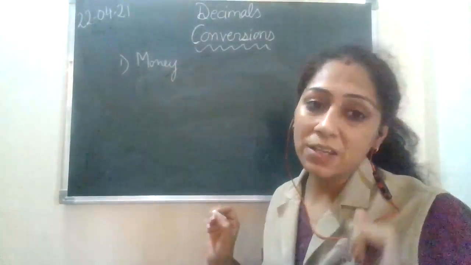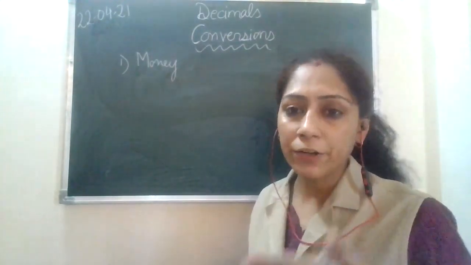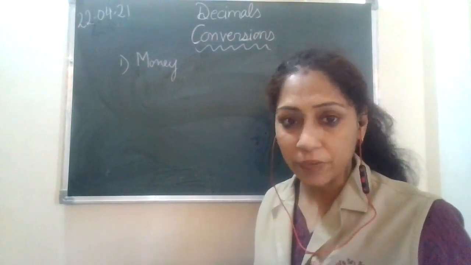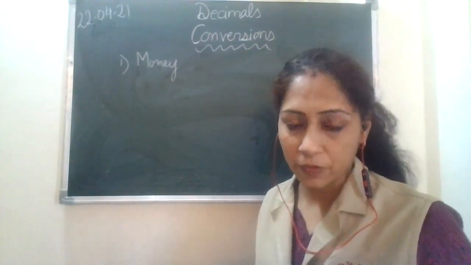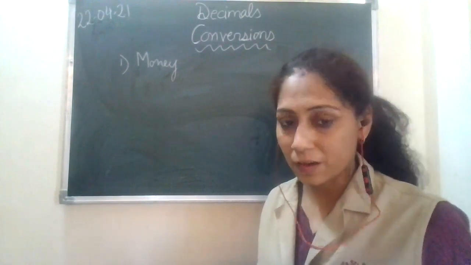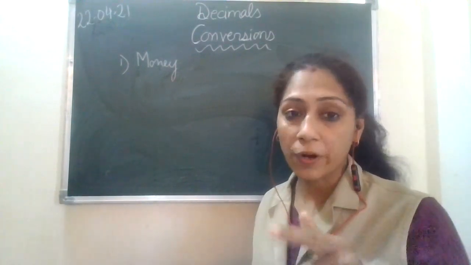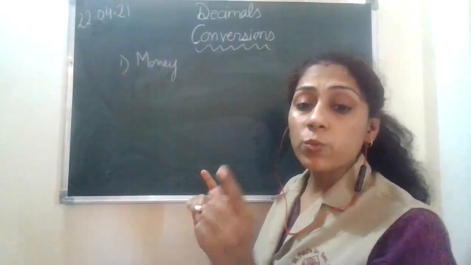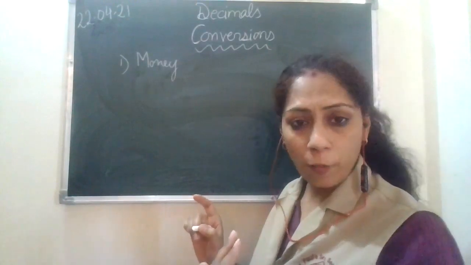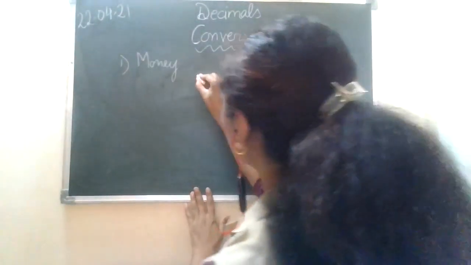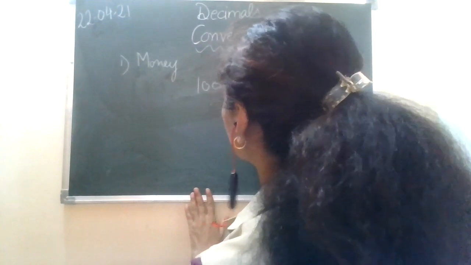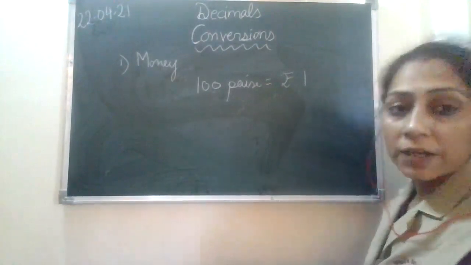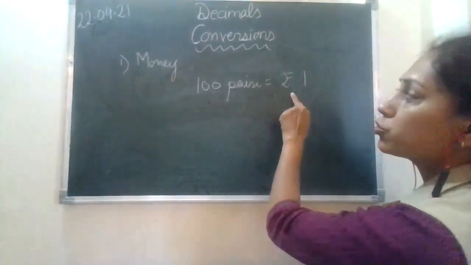The very basic unit of money you are introduced with is rupees. But beyond the rupee, according to Indian currency, there is also something called paisa. You can ask your parents about paisa. If you have some old coins, you can see a 1 rupee coin, that is 100 paisa. So the unit which is less than a rupee is paisa. Here you see 100 paisa is equal to rupee 1. Clear? 100 paisa is equal to rupee 1.